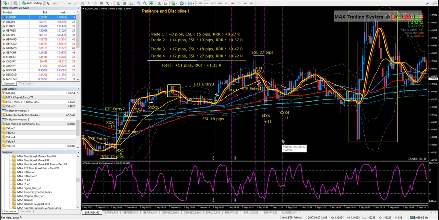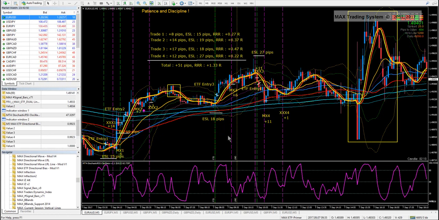And of course, because the Max is a trend following system, when we have small trends, we have small results. When the trend is larger, we get larger results. But the reward to risk ratios are still decent, because one of the great advantages of the Max ETF is that very often we have smaller but safe stop losses. Okay?